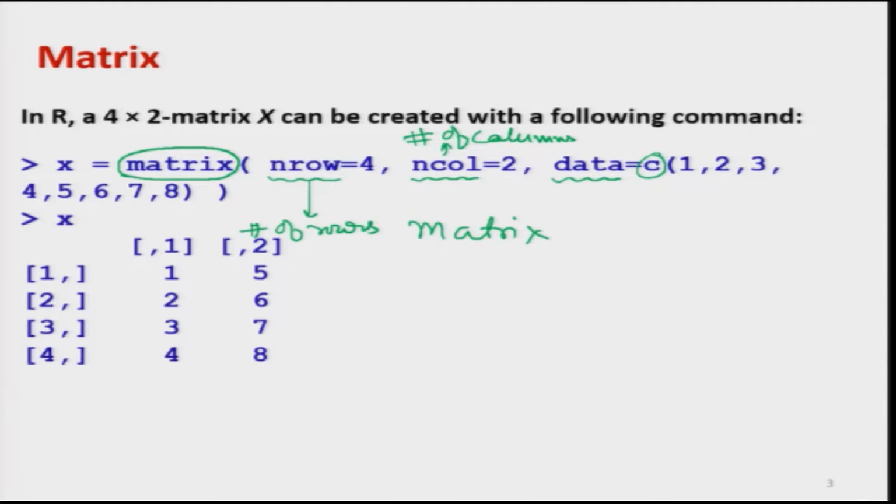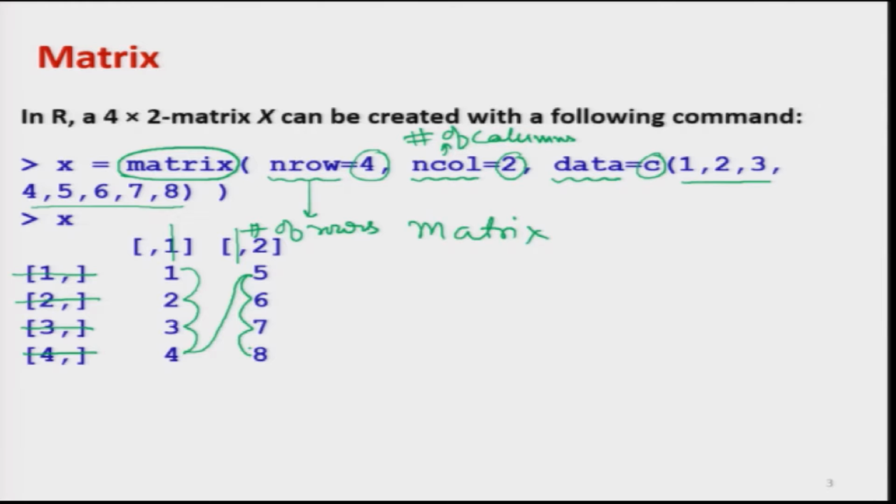Here, I am using nrow equal to 4, that means the number of rows is 4, and the number of columns is 2. So, there are going to be 4 into 2, that is 8 values in the data vector. I am writing those values here: 1, 2, 3, 4, 5, 6, 7, 8. Now the data is going to be arranged in 4 rows and 2 columns. You can see there are 4 rows and 2 columns, and the data goes like this: 1, 2, 3, 4, and then from here 5, 6, 7 and 8.